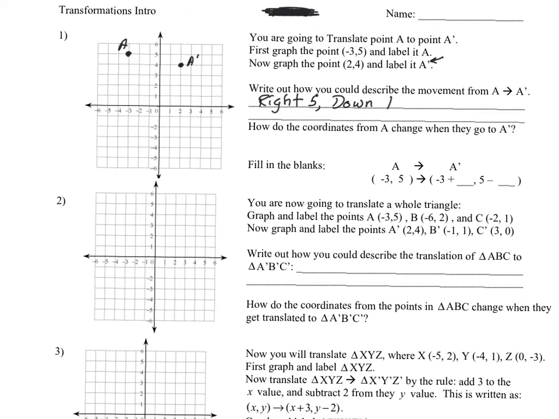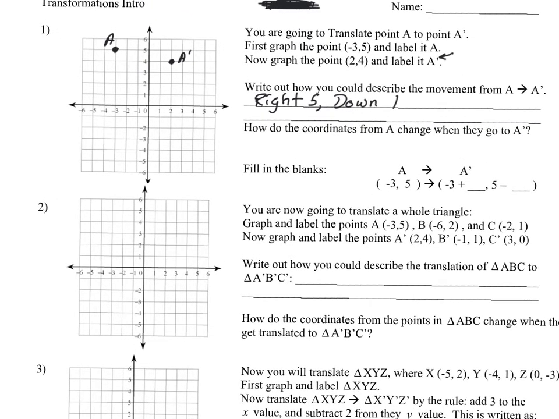Now, what does that mean in terms of the coordinate? So you look down below and you see you got your parentheses with point A at -3, 5. So what are we doing to the -3? Well, we said we are going to the right 5, so that's a +5. And what are we doing with the 5? Down 1, so that's a -1. Okay. So that's a single point.